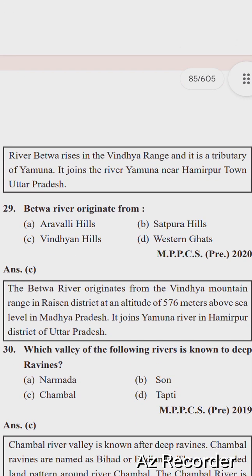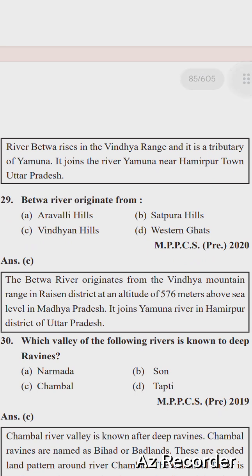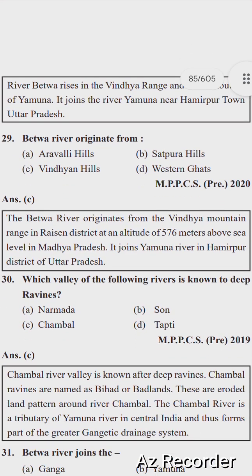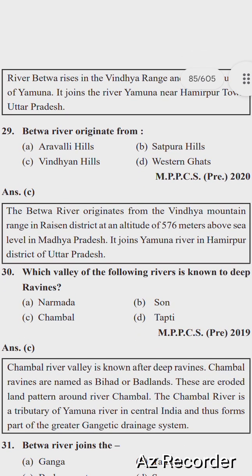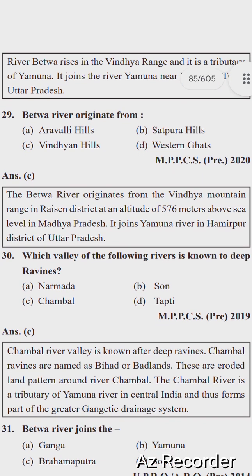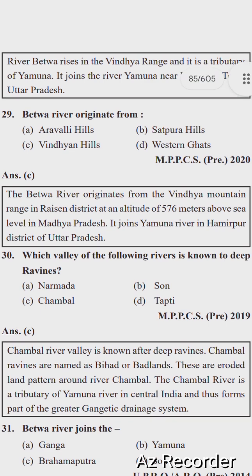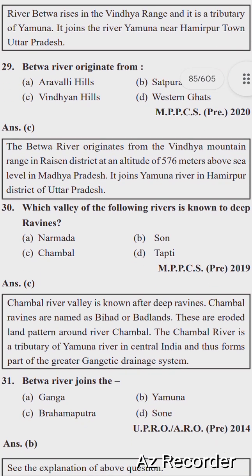Next, the Betwa river originates from: option A Aravalli range, option B Satpura range, option C Vindhya range, option D Western Ghats. The right option is C, Vindhya range. The Betwa river originates from the Vindhya mountain range in Raisen district at an altitude of 576 meters above sea level in Madhya Pradesh. It joins the Yamuna river in Hamirpur district.